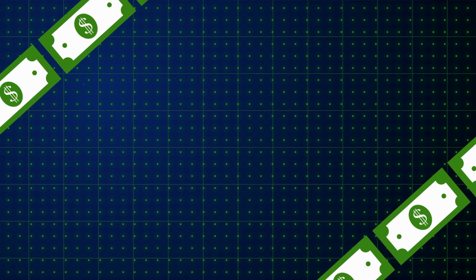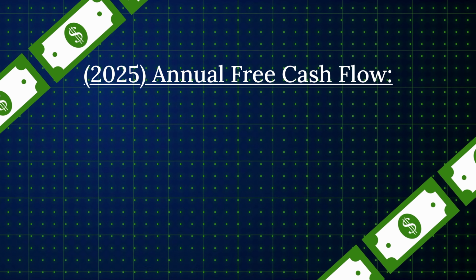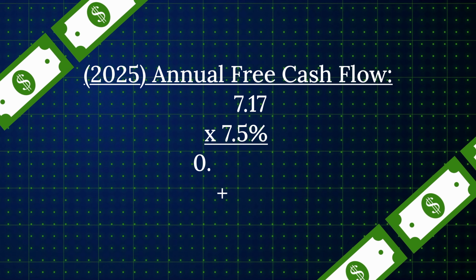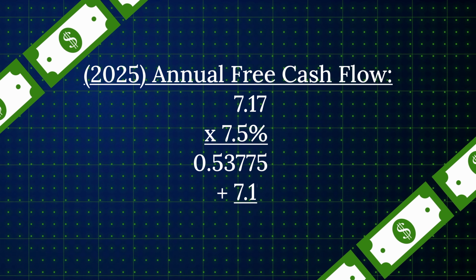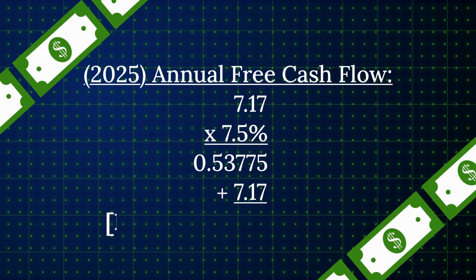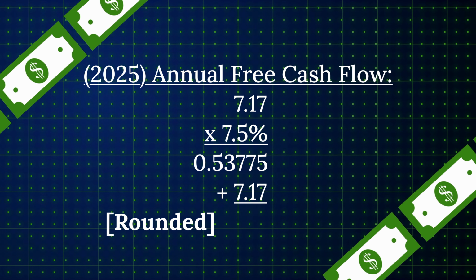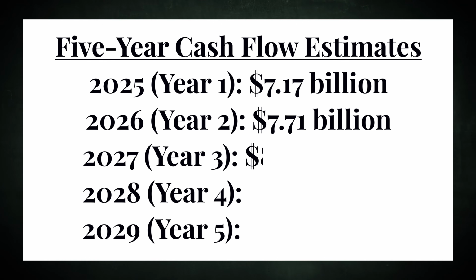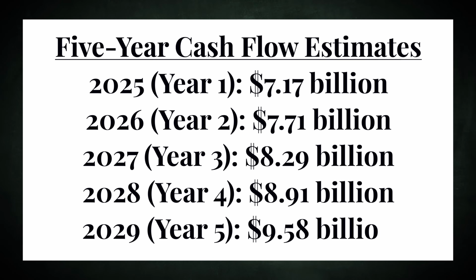And we'll do the same thing for 2026. We'll multiply 7.17 by 7.5%, add the result back to the 7.17 billion, and get an expected annual free cash flow for 2026 of 7.71 billion. Now, I don't want to bore you with the math, but here are the rounded estimates for the next 3 years.